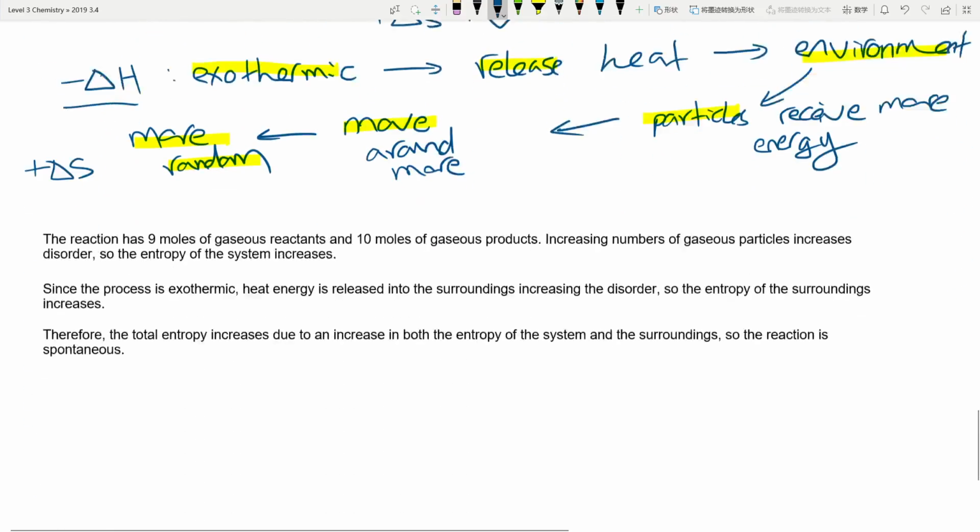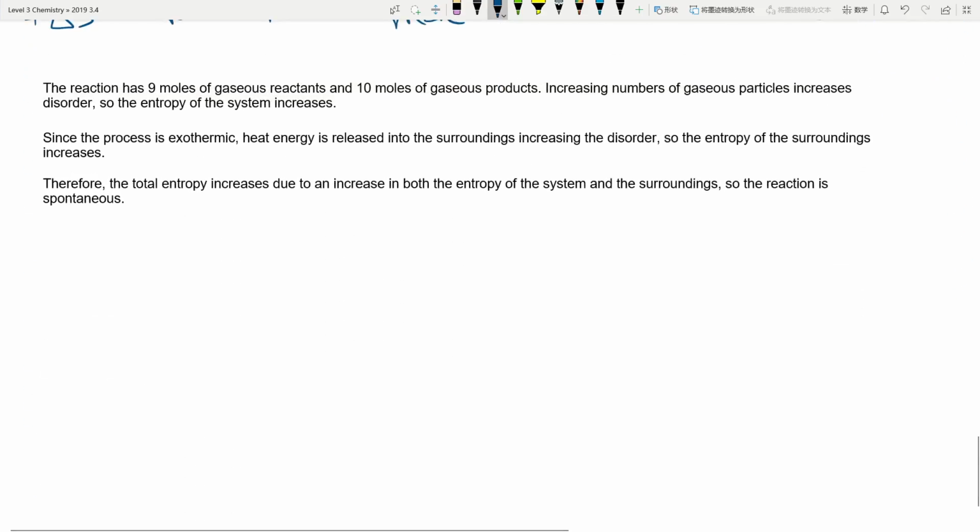Okay, so here's a more NCEA question from the marking schedule. Same thing that we talked about, 9 moles to 10 moles, so the entropy of the system increases. Because it's exothermic, it releases energy, so that means there's more disorder. So the entropy of the surroundings also increases. So both entropies increase, and the reaction is spontaneous.